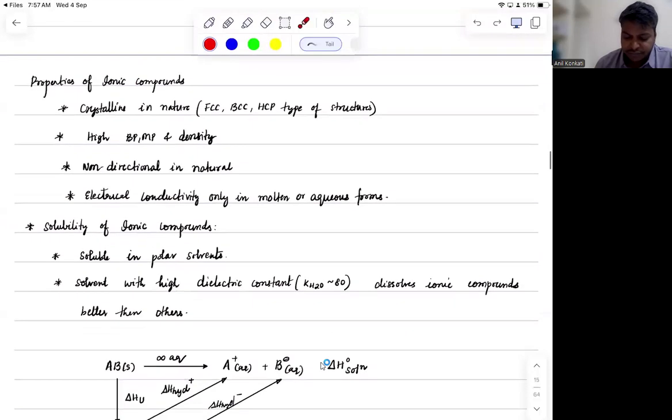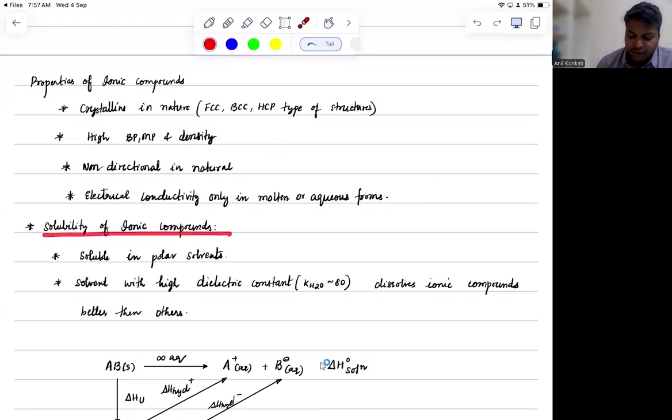Next. What are the main properties of ionic compounds? They are crystalline in nature. They form various structures, FCC, BCC, HCP, and so on. High boiling point, melting point, and density. They are non-directional in nature. They do not have any direction. Electrical conducting only in the molten or aqueous state. Otherwise, it is an insulator.